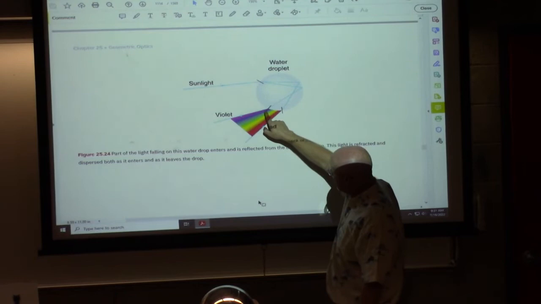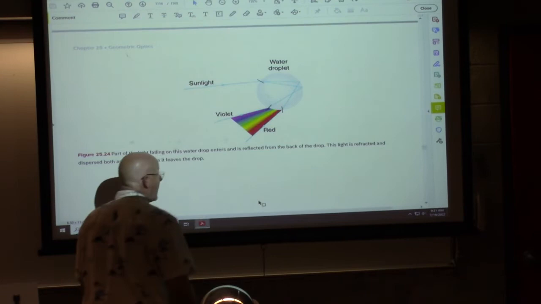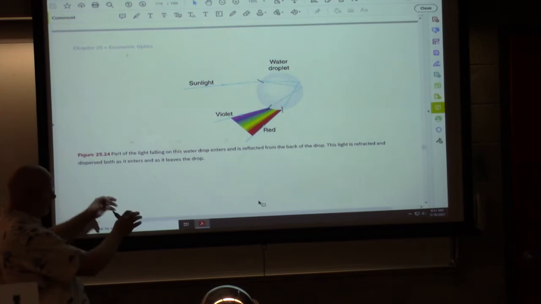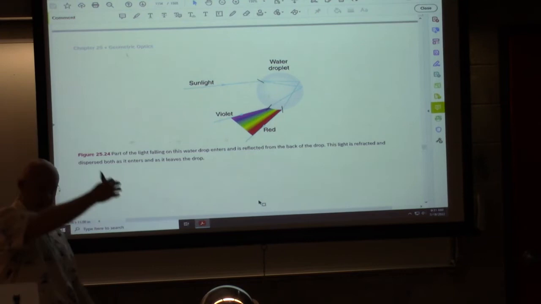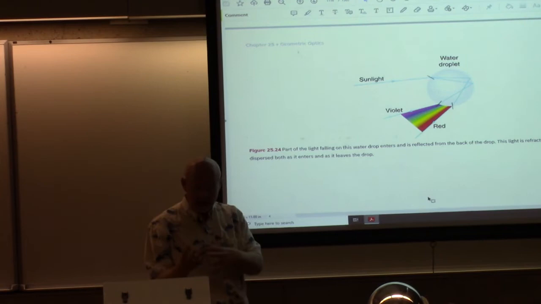But again, notice the violet bends the most. So if I was standing over here, this is how I would see the rainbow. I would be standing here, the sunlight would be coming from behind me, and the raindrops would be in front of me. And so with the sun behind me and the rain in front of me, it comes in and comes right back to me. So I need the sunlight, I need the rain, I need to be standing in the right location.